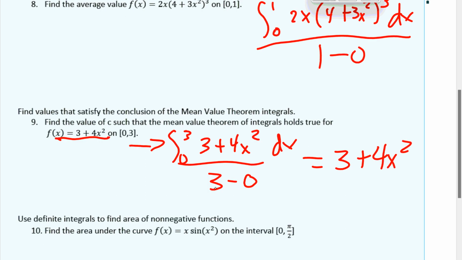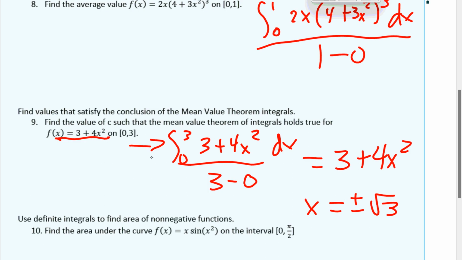So I'm going to take the definite integral here, divide it by 3, and then set whatever that answer is equal to 3 plus 4x squared, and then I'm going to solve for x, and you should get x equal to just plus or minus root 3. I think that is the correct answer.